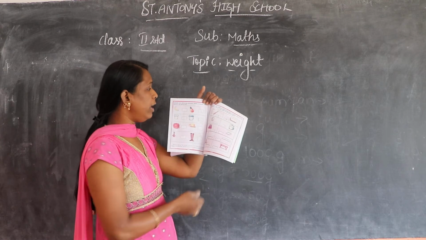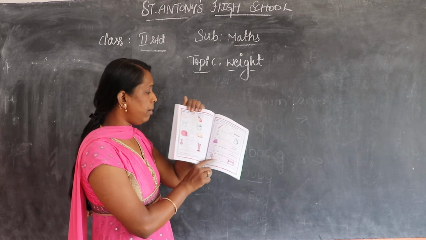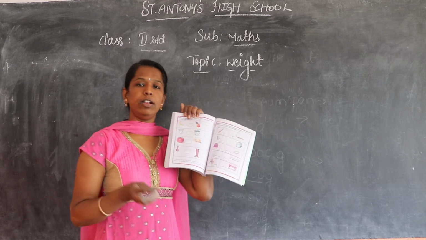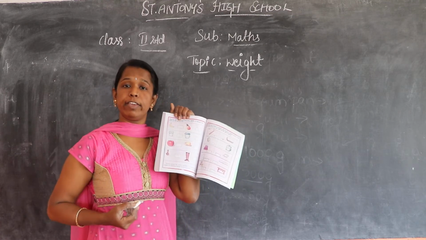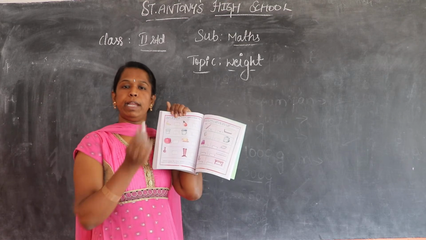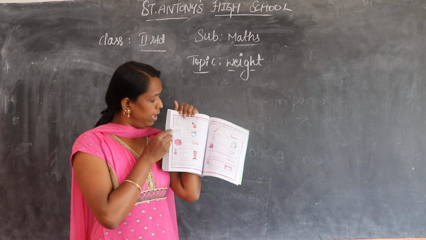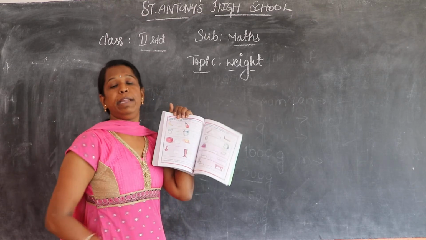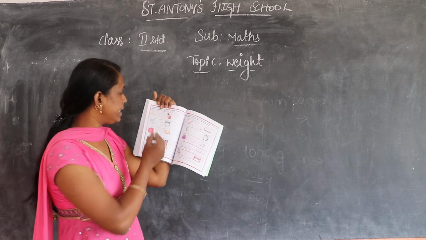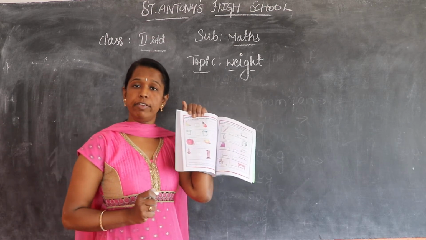Next, turn over to page number 134. Here, observe the following pictures, which is heavy. Put the mark in the given box. Children, we are all eating these fruits, no? This banana and pineapple, which is the heavier one? This pineapple. The banana, when compared to this pineapple, is lighter. Okay children, next one, say yourself.